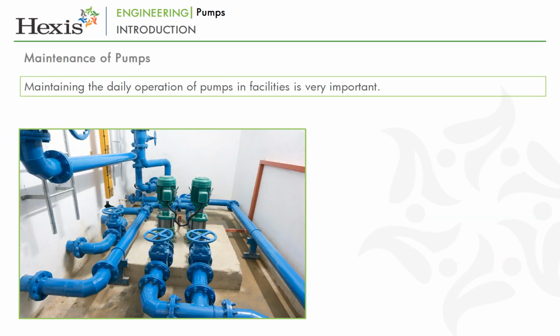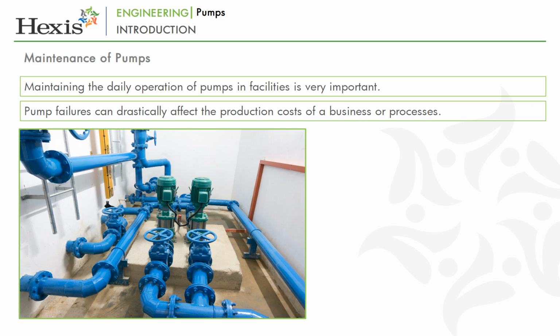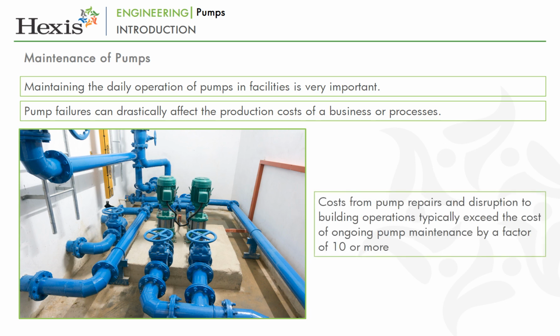Maintaining the daily operation of pumps in facilities is very important and cannot be taken lightly. Pump failures can drastically affect the production costs of a business or processes. The resulting costs from pump repairs and disruption to building operations typically exceed the cost of ongoing pump maintenance by a factor of 10 or more. Thus, maintenance activities and the frequency with which they must be performed vary with the capacity of the pump and the nature of the load it is serving.